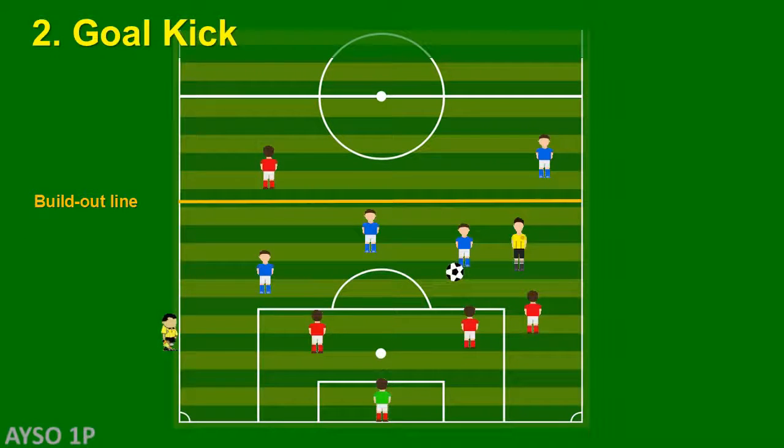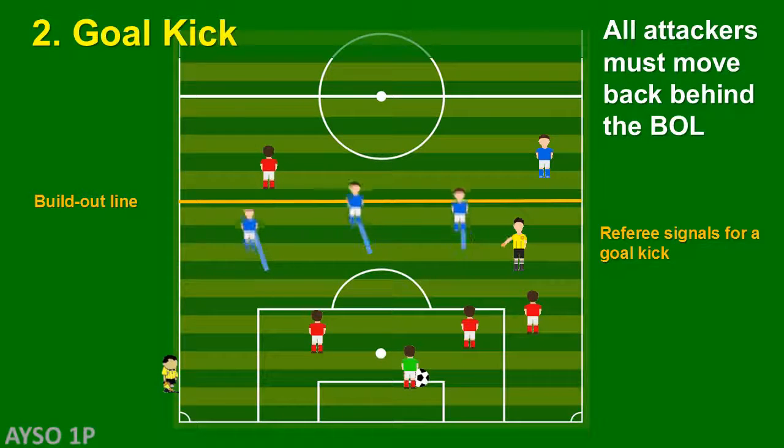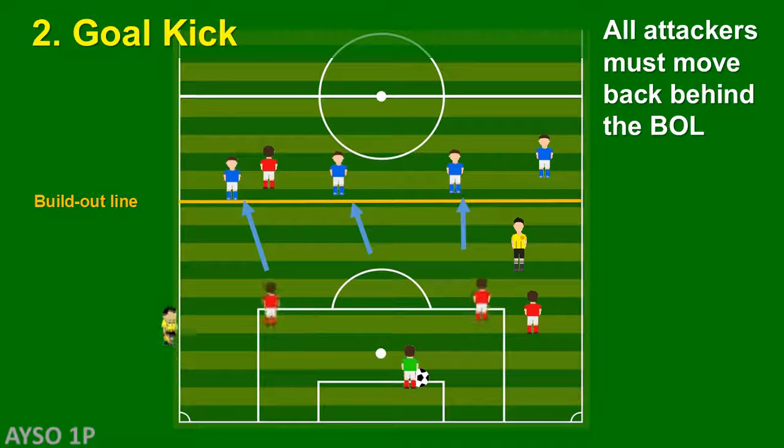For goal kicks, the build-out line plays a similar role. Once the referee signals for a goal kick, the opponents must begin to move beyond the build-out line. The kicking team may take the kick before all the opponents have crossed the build-out line, but if the ball goes directly to an opponent, play continues. To encourage the development of play from the backfield, the player taking the goal kick should play the ball to a teammate on their side of the build-out line.